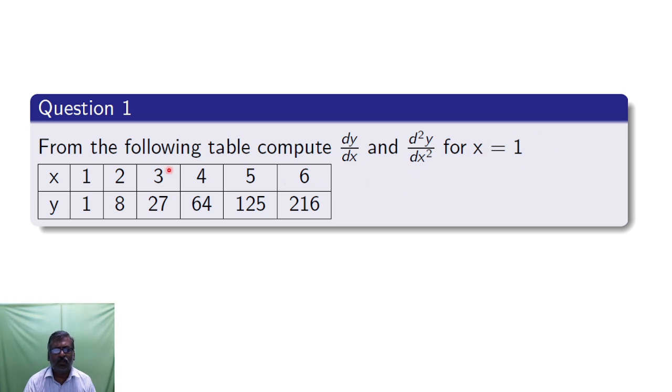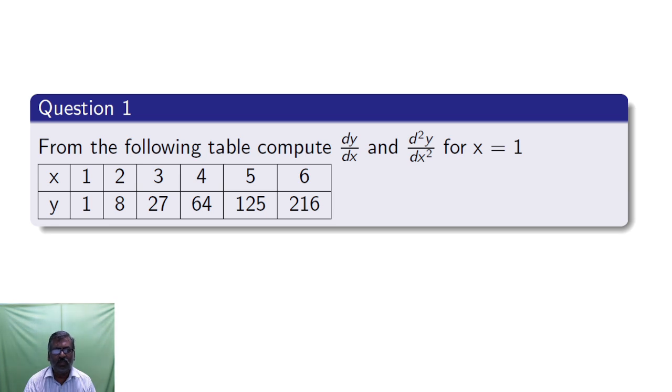If your interpolate value is between the first two intervals, it is Newton's forward interpolation method. If your x value must be interpolated between 5 and 6, you are going to use Newton's backward interpolation method. Here, after the differentiation we are going to find the value for x equal to 1. X equal to 1 is in the interval 1 comma 2. That's why here we are going to use Newton's forward interpolation method.